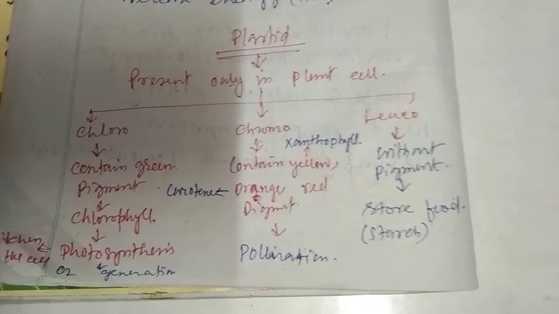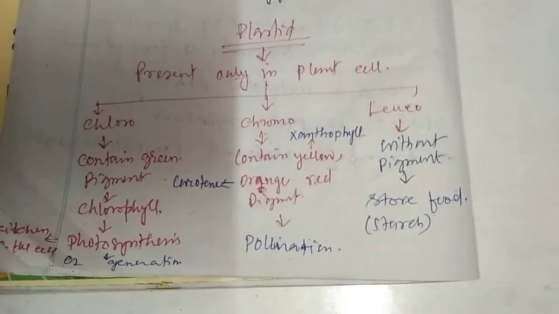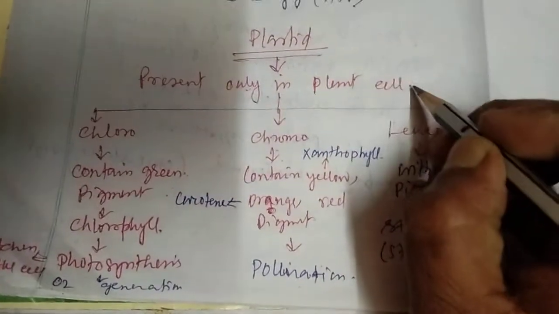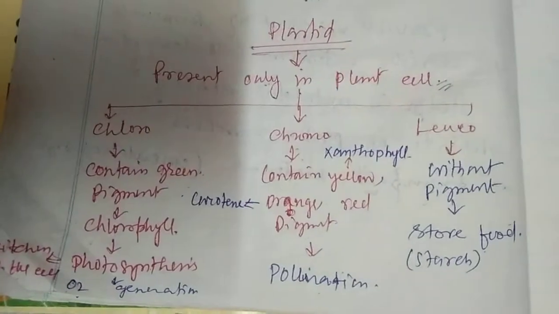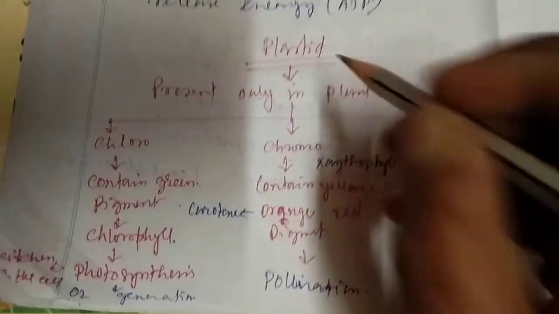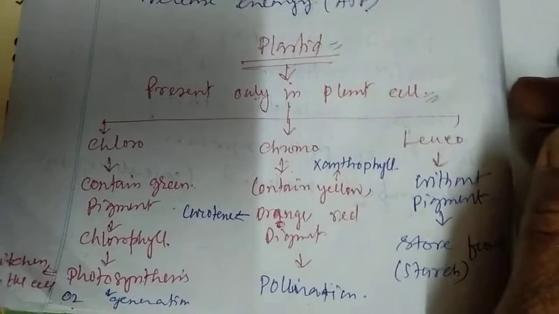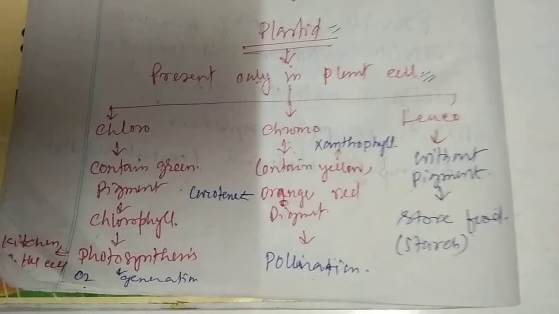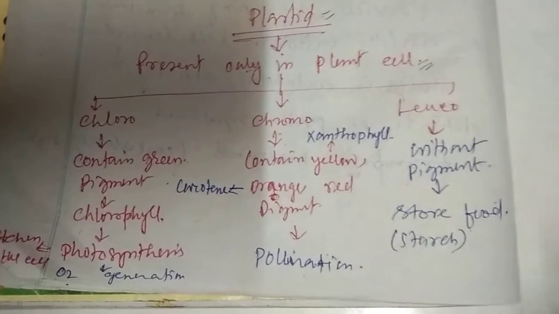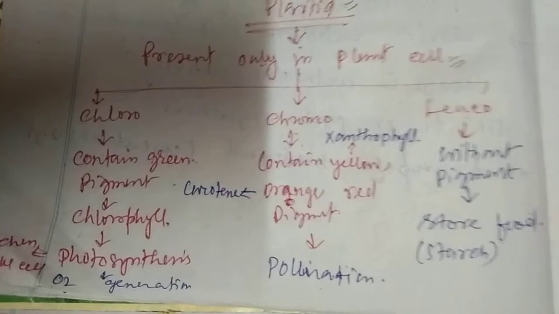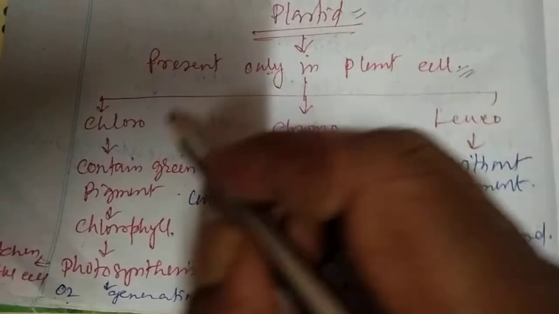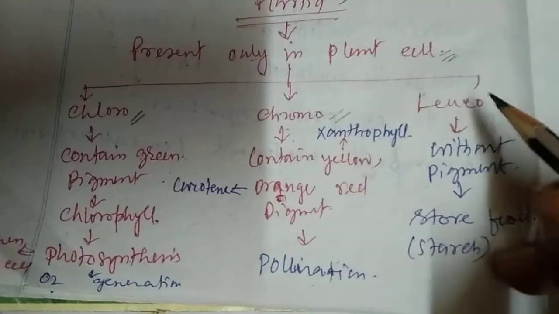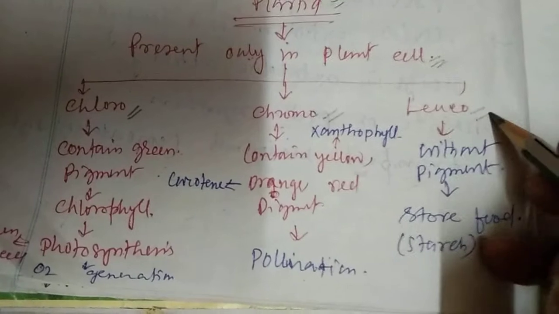In this video we'll discuss another cell organelle which is present only in plant cell, known as plastid. So plastid is a cell organelle present only in plant cell, not in animal cell. These plastids which are present in plant cell are of three types. One is known as chloroplastid, then another is known as chromoplastid, and the last one is leucoplastid.